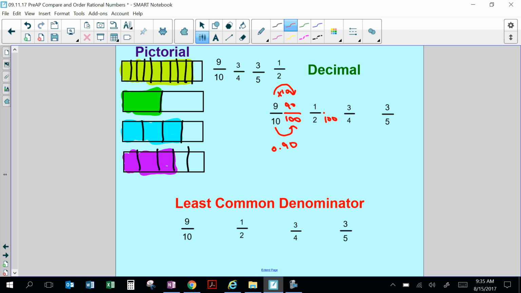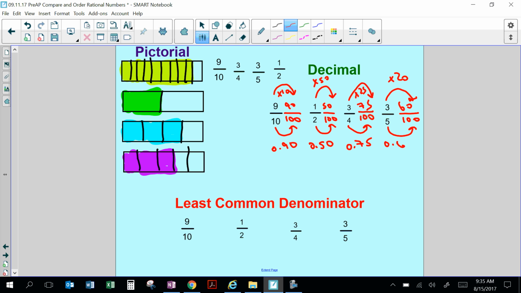Next one. Using the scale factor, how do you turn a 2 to 100? What is the scale factor? I'm going to multiply it by 50. So that's 50 hundredths. Using the denominator place value of 100, what is the scale factor from 4 to 100? Times 25. So that's 75 hundredths. What's the scale factor from 5 to 100? Times 20. That would be 60 hundredths.